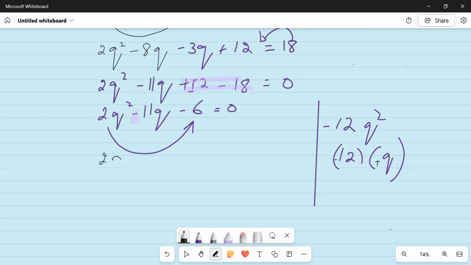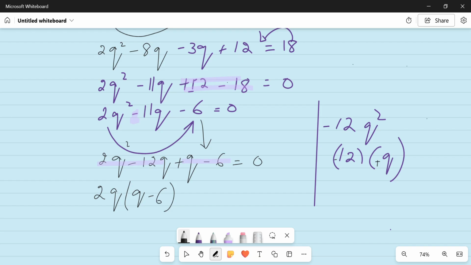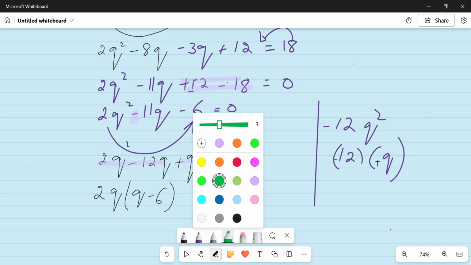So 2q squared, this minus 11q broke into 12q and plus q, and this minus 6 will come as it is, equals 0, right? Now what we need to do, we need to make a pair and then factorize them, right? So when we factorize, 2q common, when we divide 2q squared with 2q left inside, 12q divided by 2q is 6 only, plus q and minus 6, right? Plus q and minus 6.